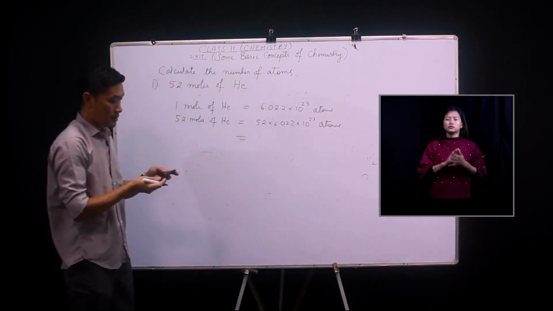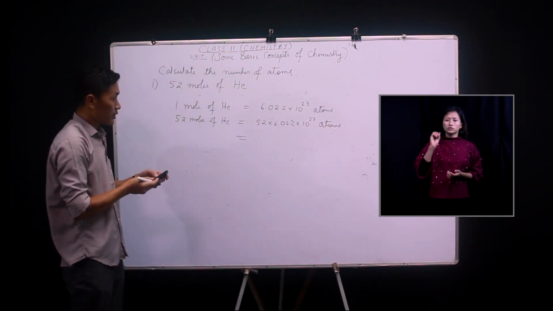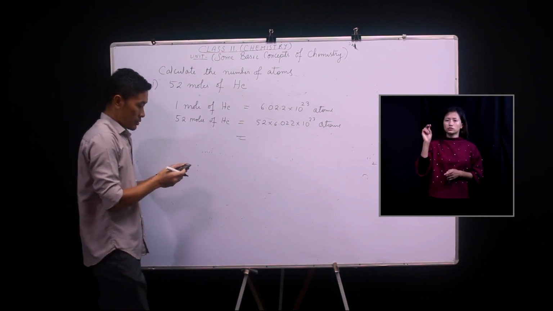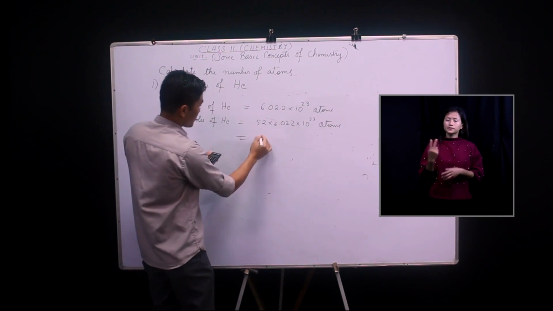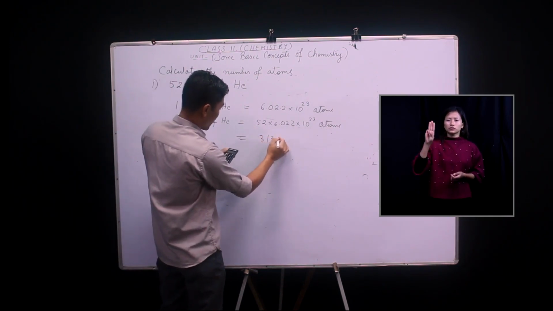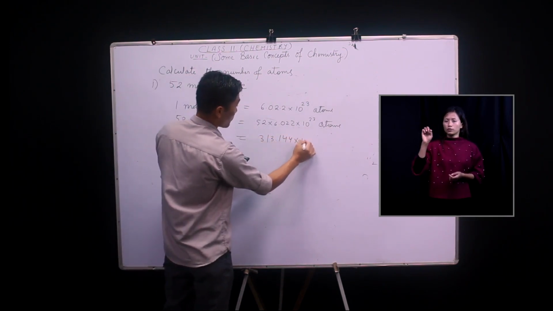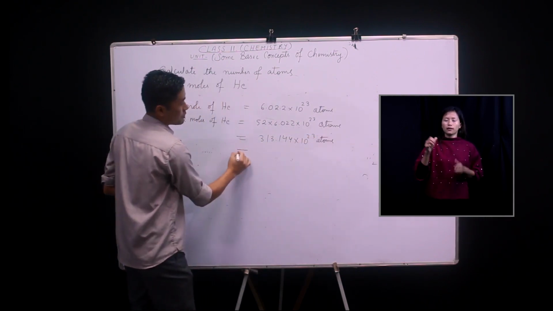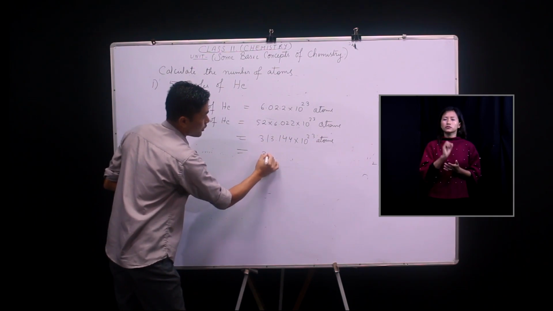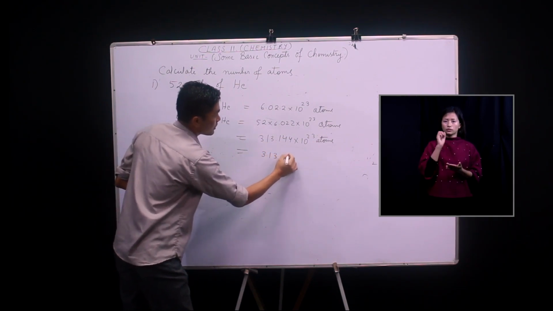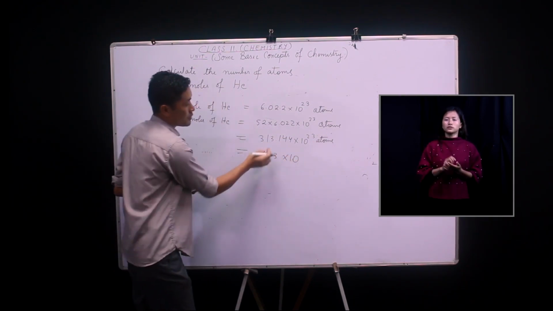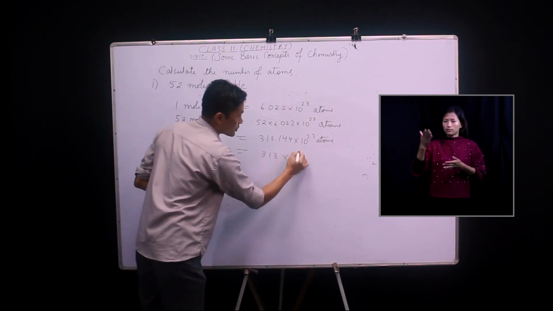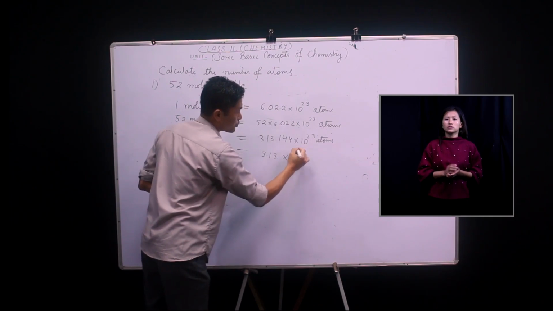So what do we get here? 52 into 6.022 will give us 313.144 into 10 to the power 23 atoms. This we can write as 3.13 into 10 to the power. The decimal point has moved 2 places to the left, so this becomes power 25.